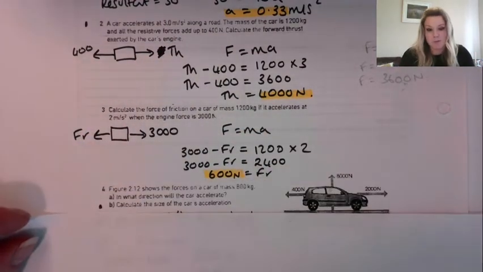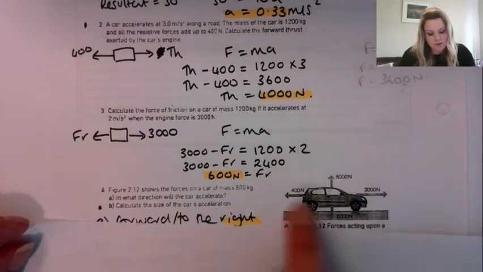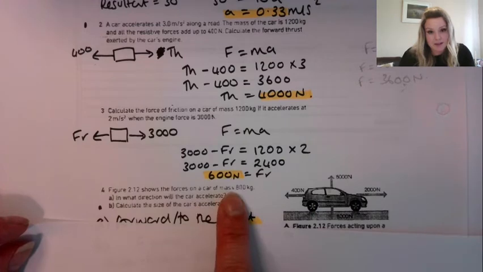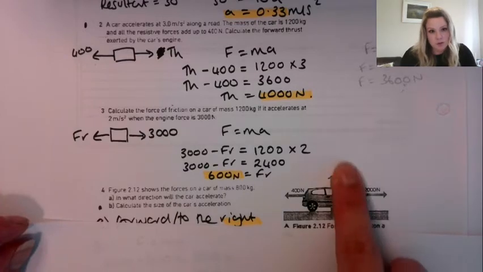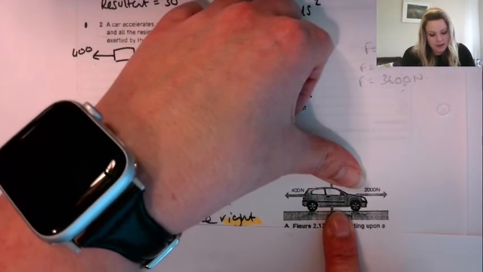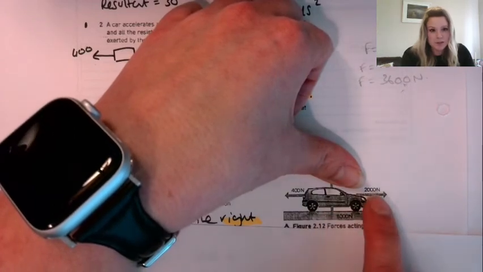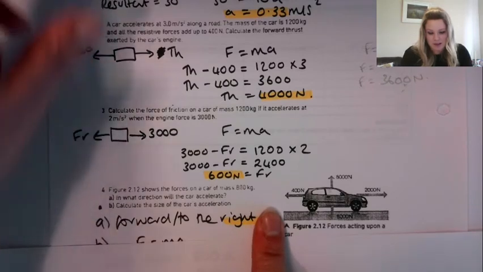Okay, question 4. Figure 2.12 shows the forces on a car. So here, and it tells you its mass is 800. What direction will the car accelerate? So if we look here, the upward forces are equal to the downward forces, so they're balanced, so we can ignore those. And then our forward force is bigger than our backwards force, so it's going to accelerate to the right. Most people did get that.